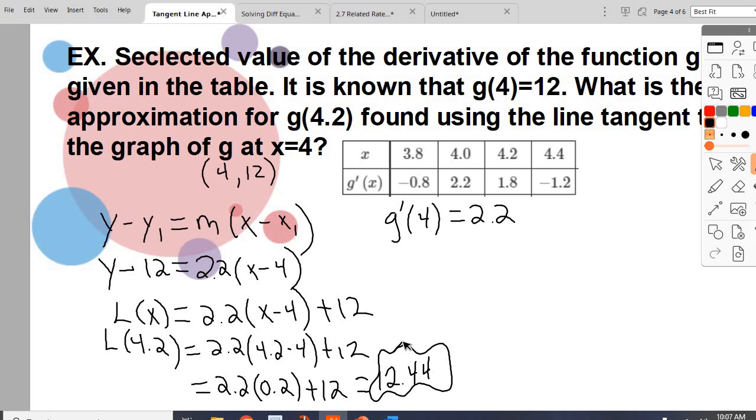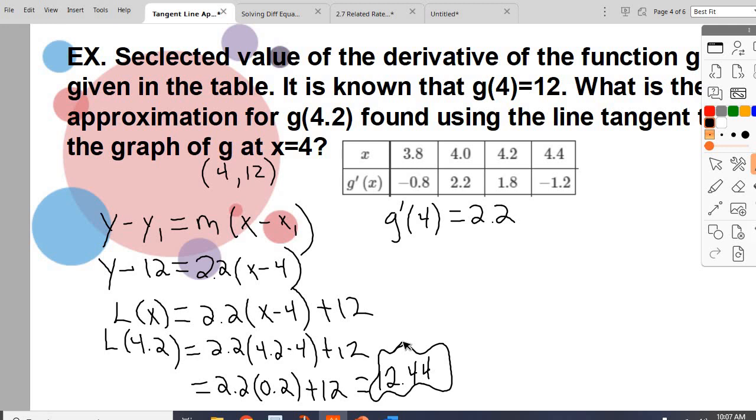Yes? What questions do we have there? Yeah, you did say that after the approximation equation, you just replace the slope with the derivative at the point that they want you to use. So in this case it was 4, so it's the derivative at 4.